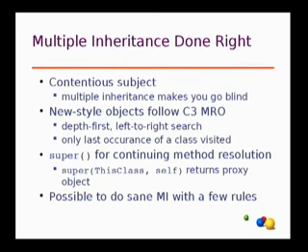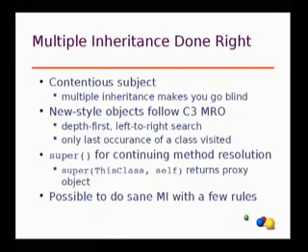It just goes a depth first, left to right search through all the classes, but then it removes all duplicates except the last one. So if a class appears 2 times, it'll be visited not the first time it appears, but the last time it appears. And in Python, we also have a convenience object called super, which can help you continue method resolution.